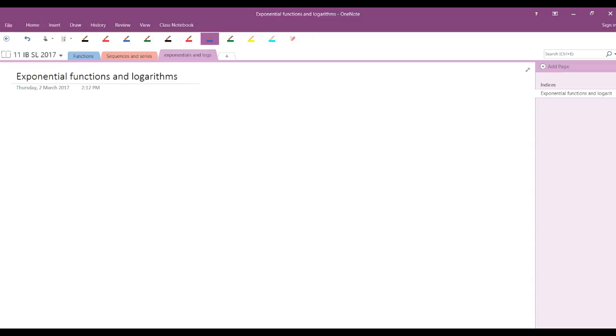Okay, this screencast is on exponential functions and logarithms. Two new functions for you at this stage of your young mathematical career. So we're going to take some time just to explore them. Now, firstly, the exponential function.